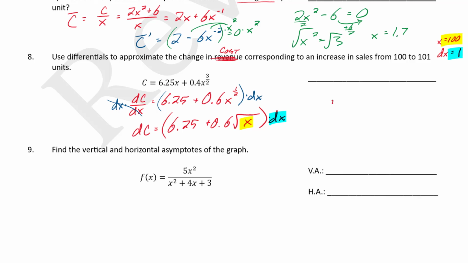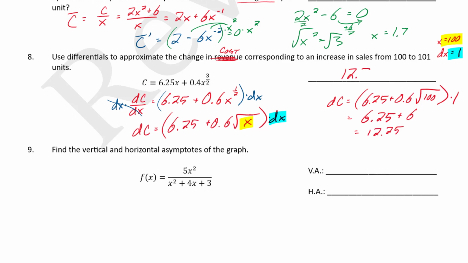So for this one, it would be dc is equal to 6.25 plus 0.6 times the square root of 100, all times 1 on the outside, which seems like it would just turn into 6.25 plus 0.6 times 10, which is just going to be 6. And if I add those two things together, it looks like I could just get 12.25.